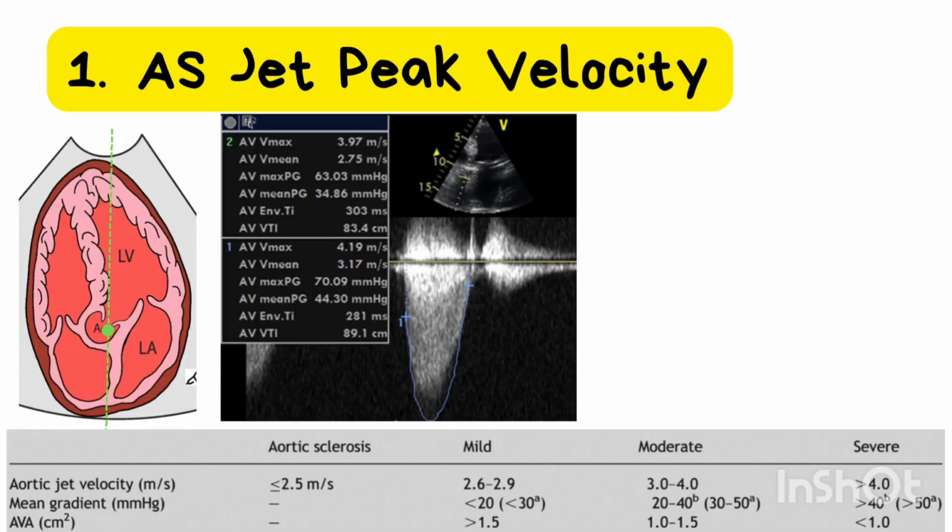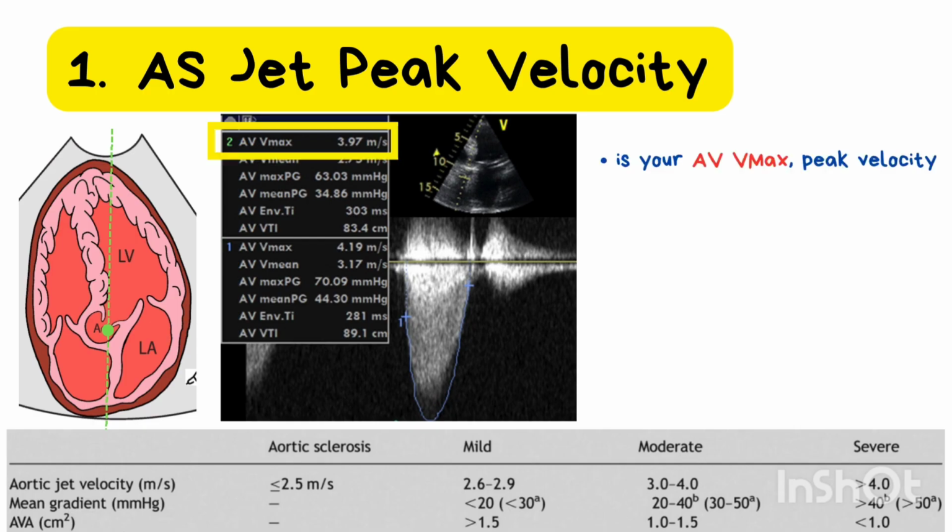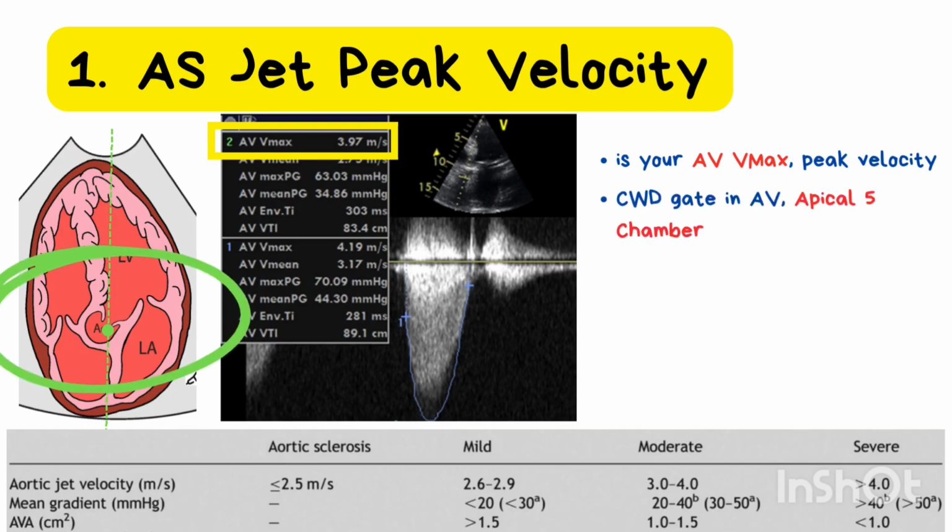Now let's take a closer look at aortic stenosis jet peak velocity, also referred to as AVV max, or maximum velocity across the aortic valve. When a valve becomes stenotic and the opening narrows, blood has to move faster to keep flowing forward. This increase in speed creates more turbulence, which shows up as a higher velocity right at the stenotic area. To measure this, we use continuous wave Doppler with the Doppler gate placed at the aortic valve, most commonly from the apical 5-chamber view. This is where we get our peak velocity reading.